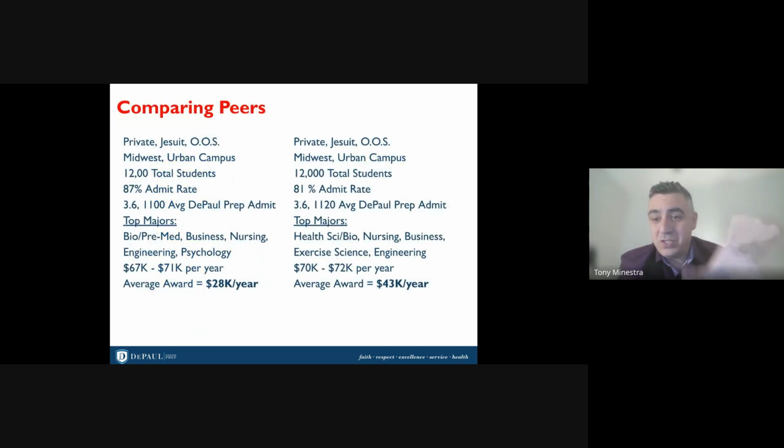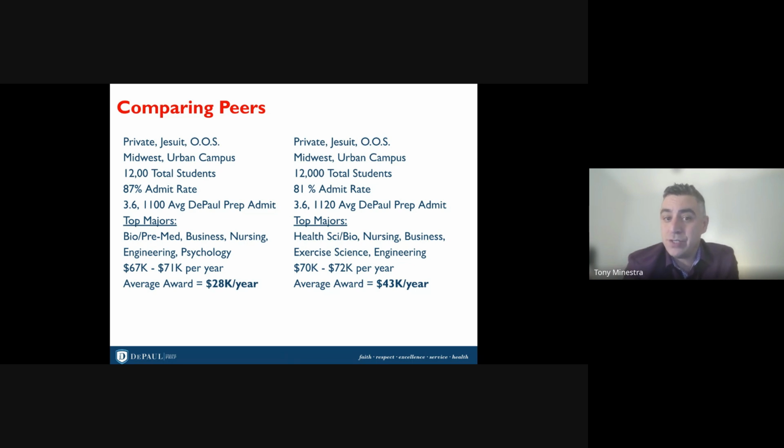All right, we're going to play a little game here. I'm going to do a little comparison, okay? A couple rounds of comparison. I want you to take a look at the two colleges I have set side by side here, okay? So both of these schools are private Jesuit, which is a Catholic institution, out of state. They're both in the Midwest. They're both urban campuses. They have the same amount of students. Their admit rate is in the same range. They're admitting the same kind of kid from DePaul Prep, okay? So a lot of those characteristics are the same.